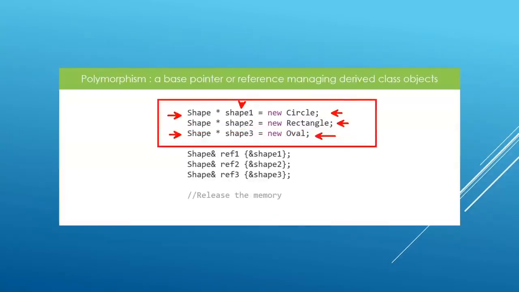And we can do the same thing using references as we see here. We can set up a reference that is going to be managing a circle object that we have through circle 1. We can set up a reference to manage a rectangle that we have in shape 2. We can set up a reference to manage an oval object. We can really do all these things. Now, some of you are asking, why would we want to do something like this?